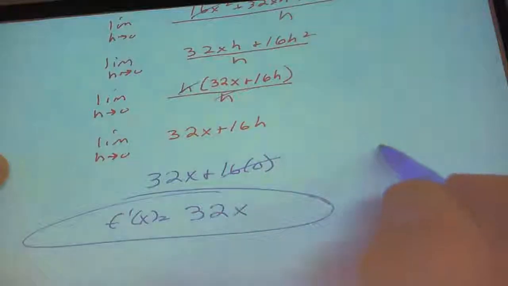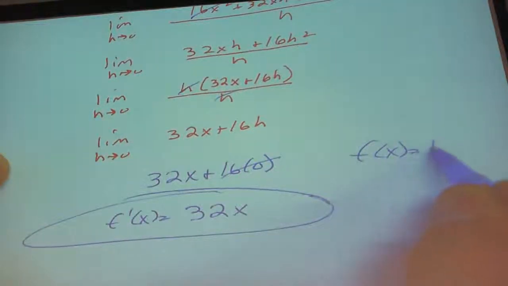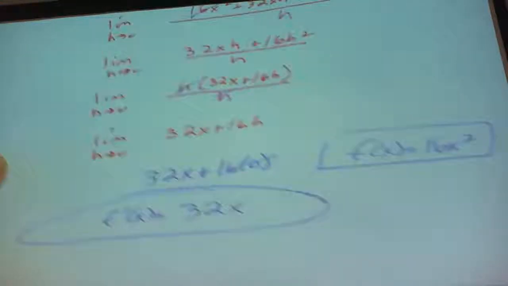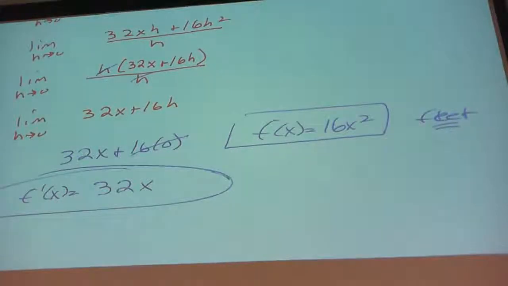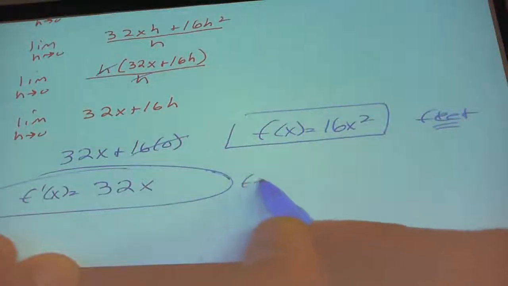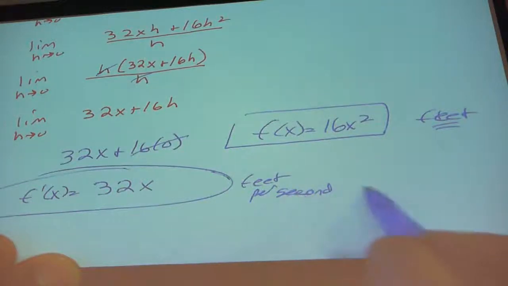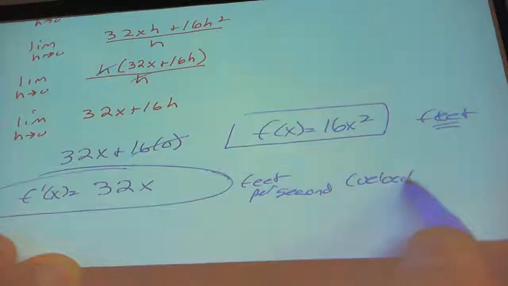Well, my original function was 16x squared. This one tells me how many feet the ball is away from me. So if you put in 1 second, the ball's 16 feet away from me. If you put in 2 seconds, the ball's 64 feet away from me. What does this tell me? This doesn't tell me how many feet the ball is away from me. This tells me feet per second. This tells me velocity.